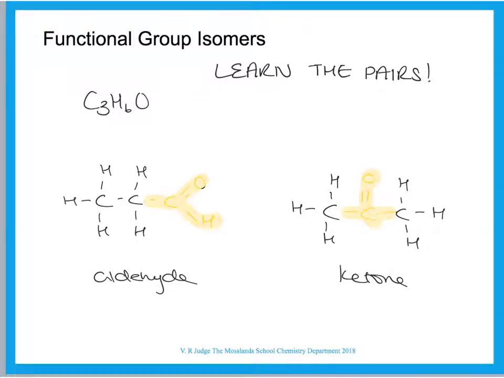Okay, so in an aldehyde, you have this functional group on the end. Looks a little bit like a carboxylic acid, but it's missing this oxygen. So it's a carbon, double bonded to an oxygen and down to a hydrogen. That makes it an aldehyde.